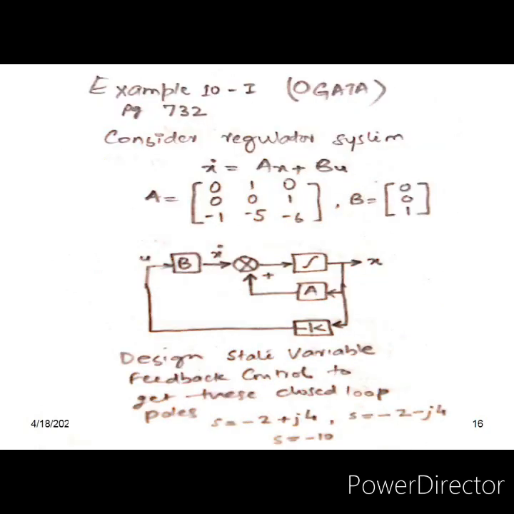Now this is example number 10-1 on page 732 of the 6th edition of the book by Gata. In this example we are given a system where the system matrix A is as shown over here, the B matrix is given, and the block diagram of the system. We have to design a state variable feedback control to get the closed loop poles at s equal to -2 plus j, -2 minus j, and -10. We are given the required closed loop poles and the open loop system, and we have to use the pole placement method to design the system, that is, find the values of this K matrix.